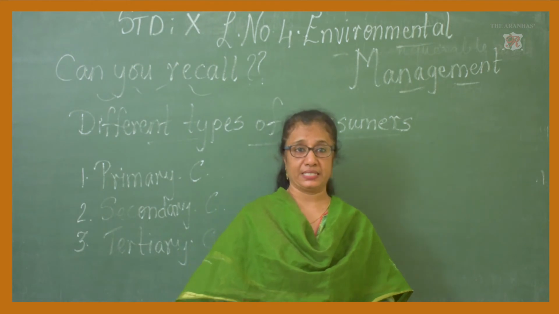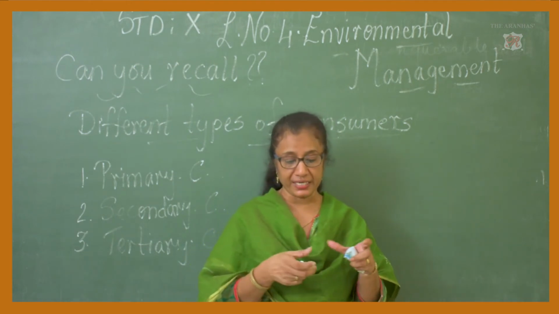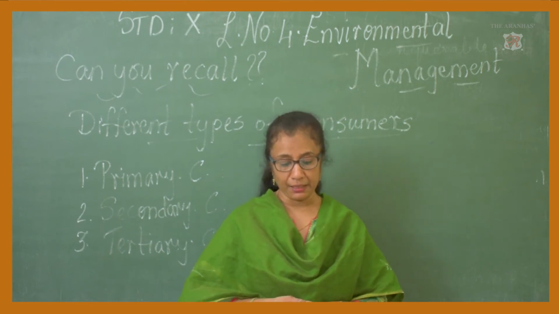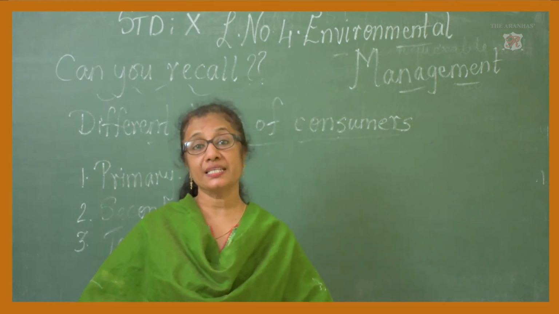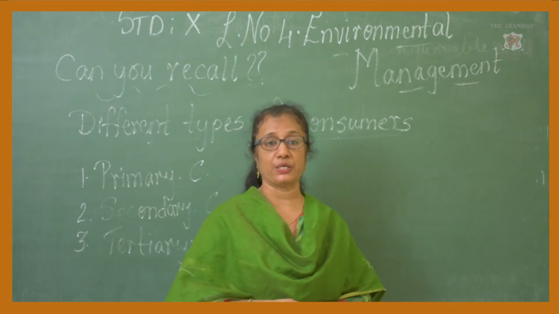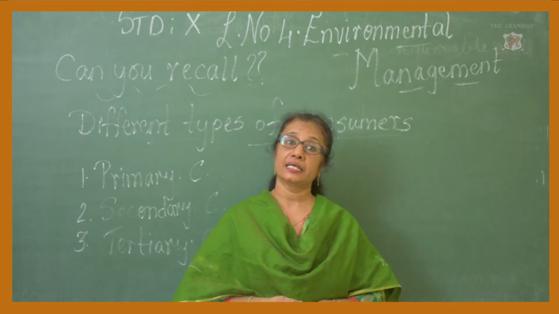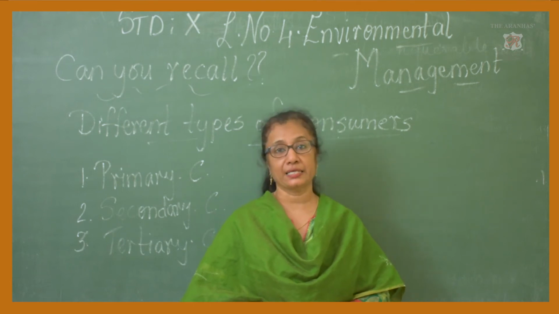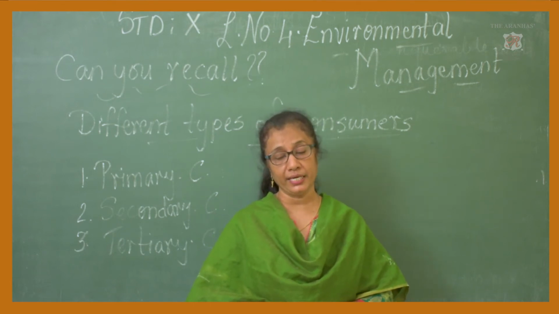And this sequence of feeding habit or interaction is called what? Nothing but a food chain. This feeding interaction that we see between producers, consumers and decomposers is termed a food chain. Alright? Okay.